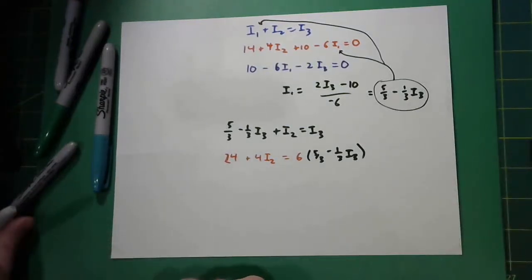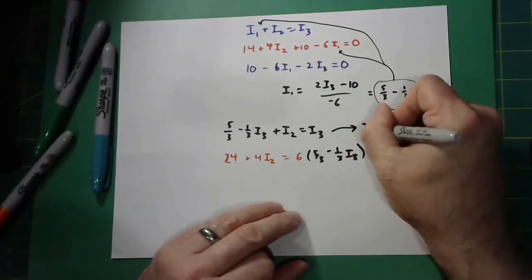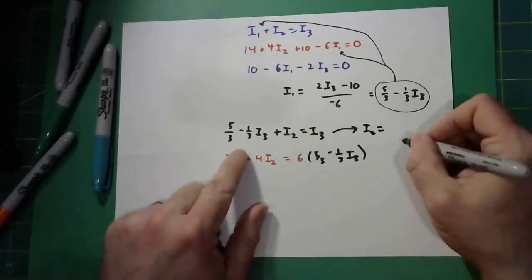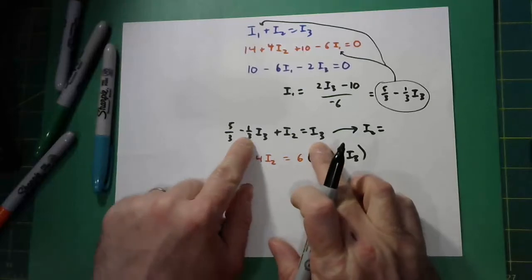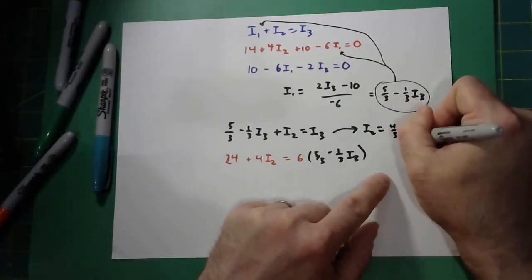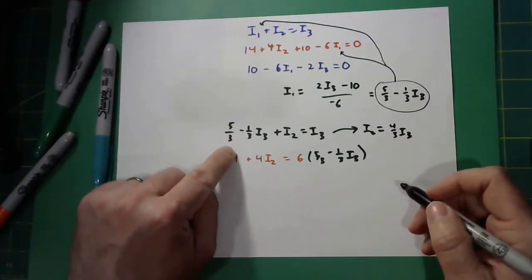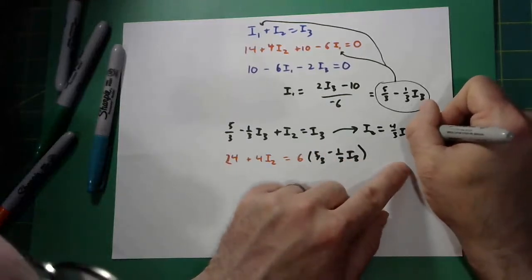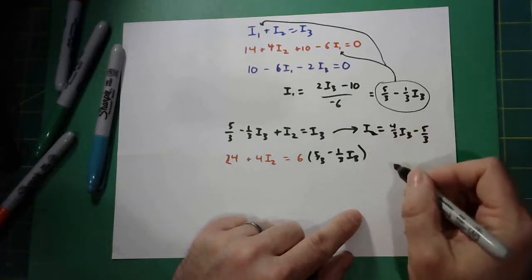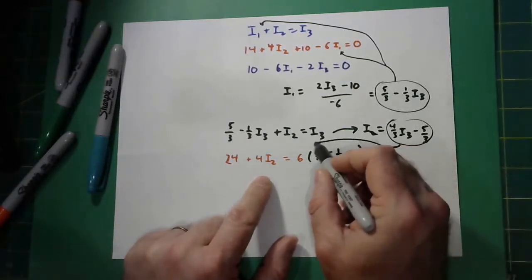Why don't we solve for I2? This top equation, what's I2 going to be equal to? Let's move this junk to the other side. Here's an I3, and I'm going to add an I3, so it'll be 4/3 I3. And then I'm going to add this 4/5. I'm going to subtract over the other side, minus 5/3. So that is what I2 is equal to. Now I can take this and put it into this equation where it says I2.